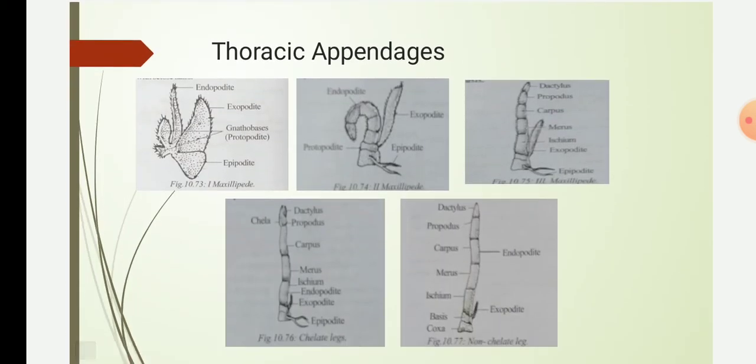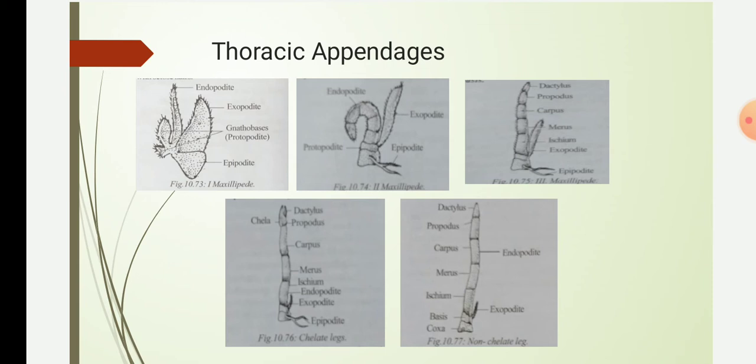Thoracic segments consist of 8 pairs of thoracic appendages, and they are directed forward. They lie parallel to the midline of the body. The first 3 pairs of thoracic appendages take part in feeding, and so they are known as the maxillipedes: maxillipede 1, 2 and 3.